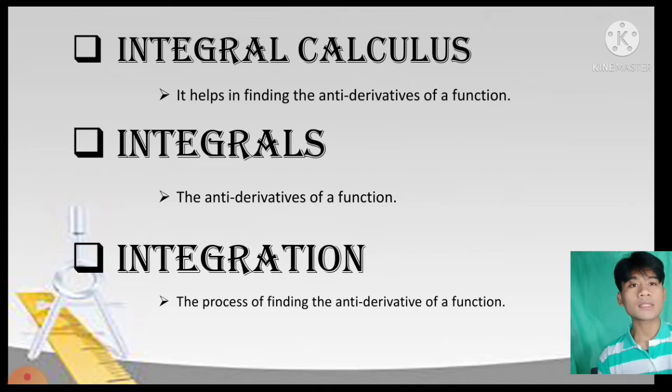So if we connect these three terms, if we do integrations to solve for the integrals, we must first learn about integral calculus. To connect to our topic for today, the integrals of trigonometric functions, we just need to find the antiderivatives of functions involving the 6 trigonometric identities, namely sine, cosine, tangent, cotangent, cosecant, and secant.